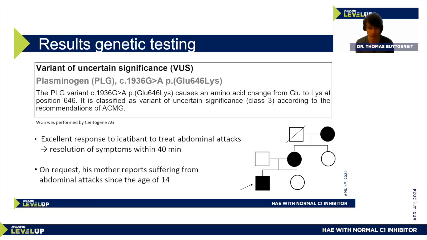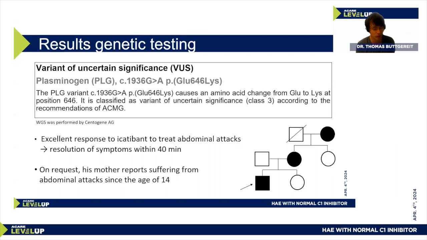mutation causes an amino acid change, but this variant of uncertain significance has not yet been defined according to the ACMG guidelines. But what I then tried for this patient, I prescribed icatibant as a B2 receptor antagonist to treat his attacks, and he used this treatment for his abdominal attacks, and he reported that the symptoms started to resolve within 40 minutes. So there was a strong hint and signal for a bradykinin-mediated mechanism in this patient, and I thoroughly asked the patient again if there are any other family members affected besides the grandmother.